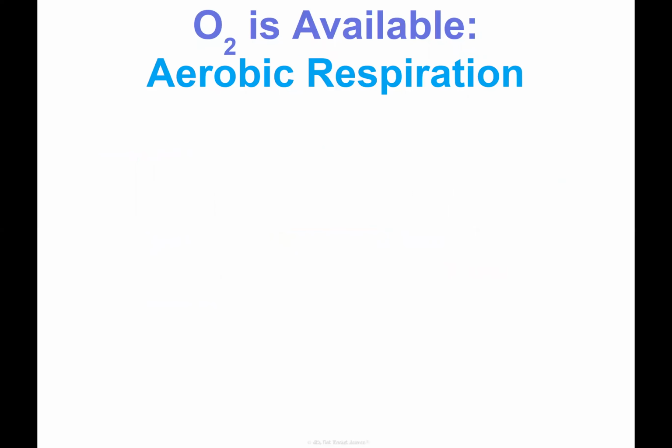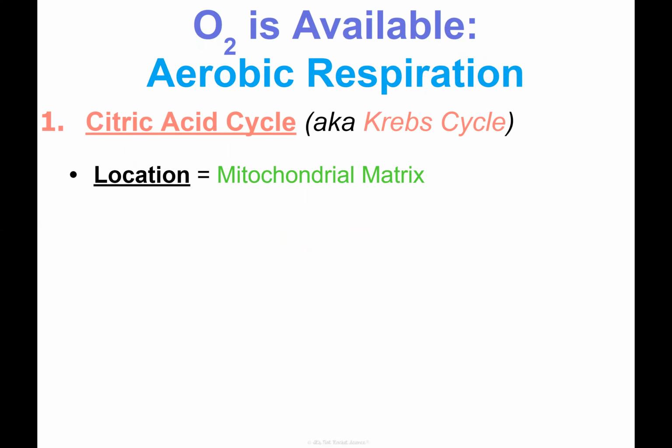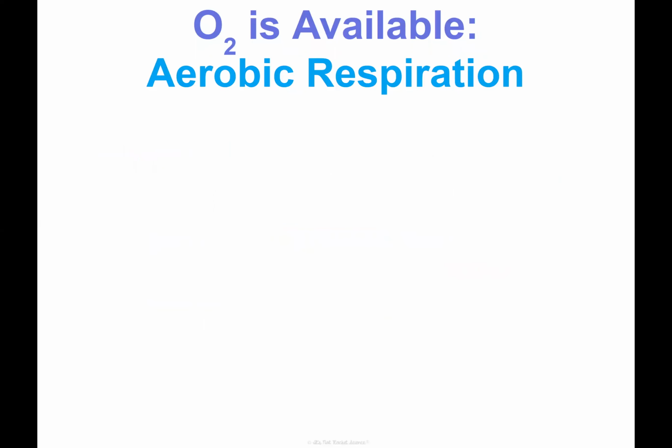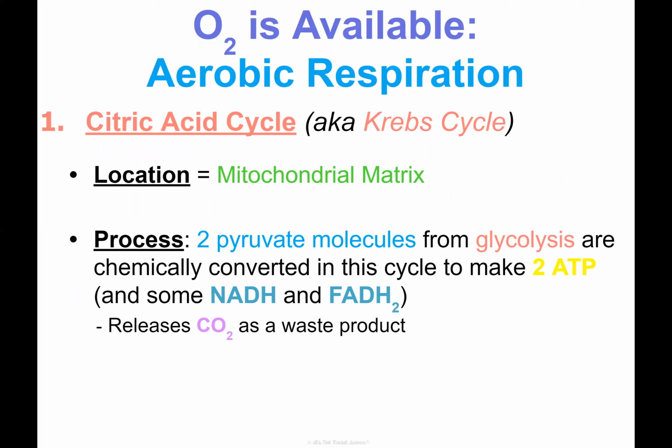So we're going to look at the route when oxygen is available. Again, we're going to simplify this. There's a lot more to this, of course. We're going to call the very first stage of aerobic respiration the citric acid cycle, also known as the Krebs cycle. This is going to be happening in the mitochondrial matrix. So that is going to be all that lime green space that was in your mitochondria. That's that fluid-like substance.